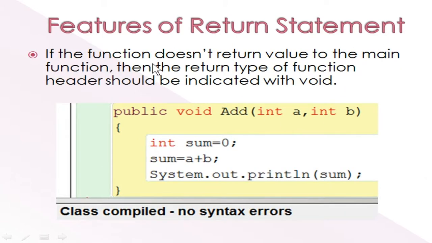Next is, if the function doesn't return a value to the main function, then the return type in the function header should be indicated as void. Suppose you are not going to return anything to the caller function, then you specify void, which means the function returns nothing. In this case, you can use the output statement System.out.println and print the output there itself. When you compile it, you can see there are no syntax errors.